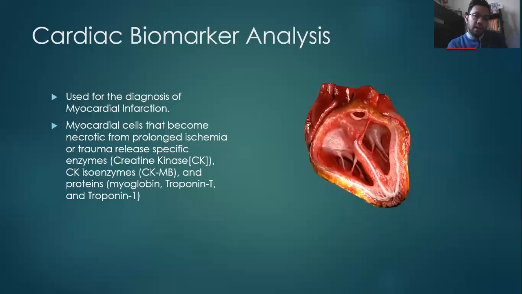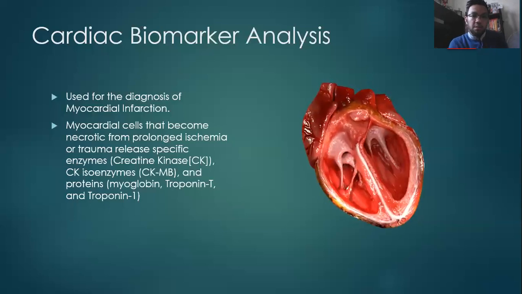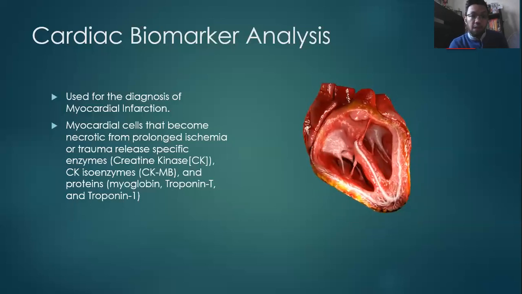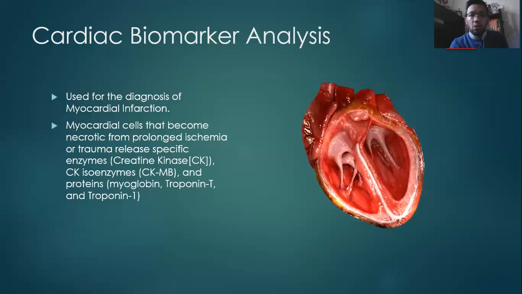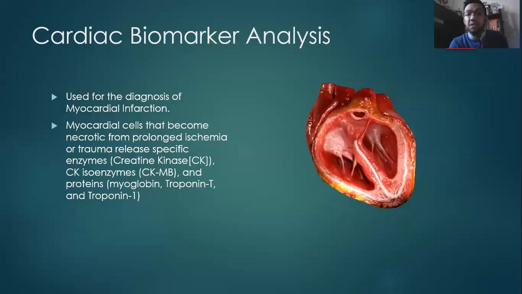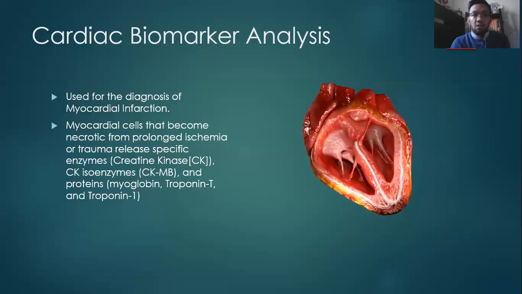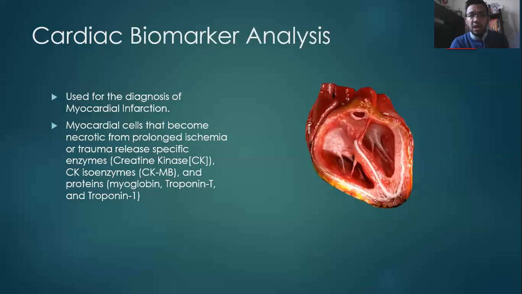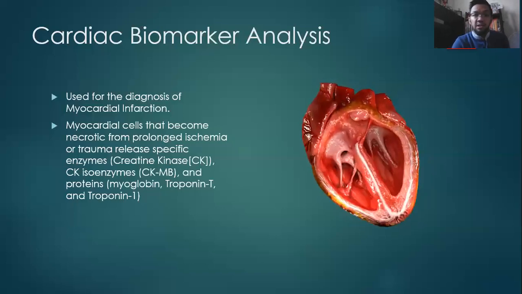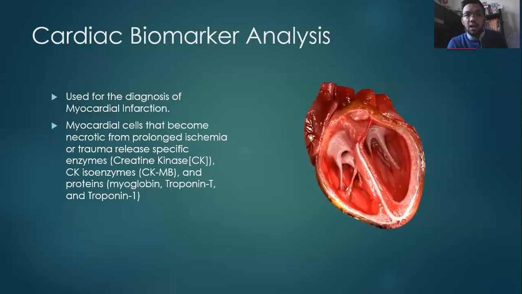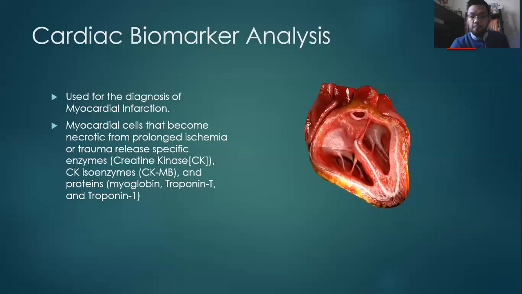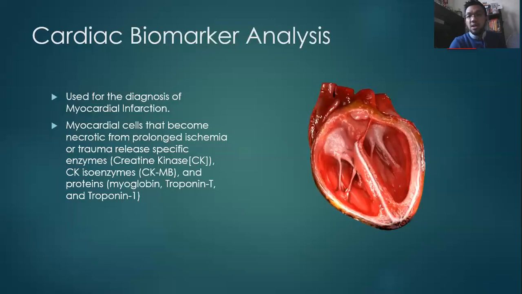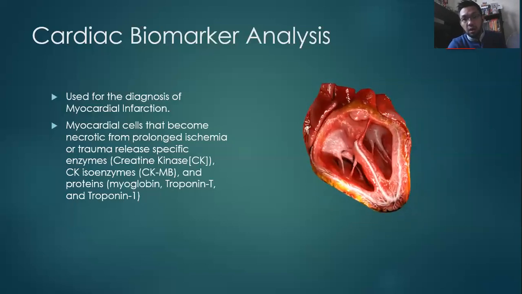Now, once that specific side of the heart becomes ischemic, so there's limited blood supply or no blood supply at all because of that blockage, it will now lead to necrosis, which will release these enzymes such as creatine kinase or CK isoenzymes, CK-MB, and proteins such as myoglobin, troponin T, and troponin I. So they need to assess for these things if the patient has had a heart attack or myocardial infarction.